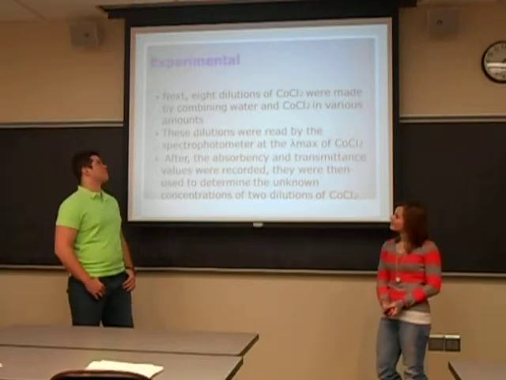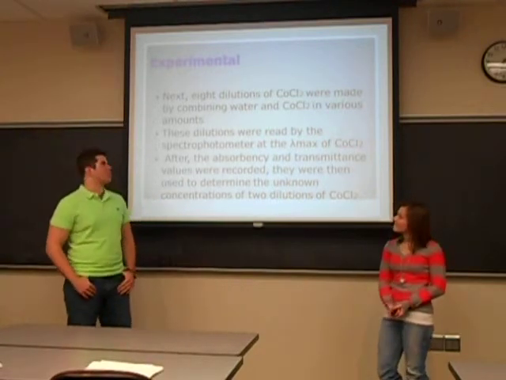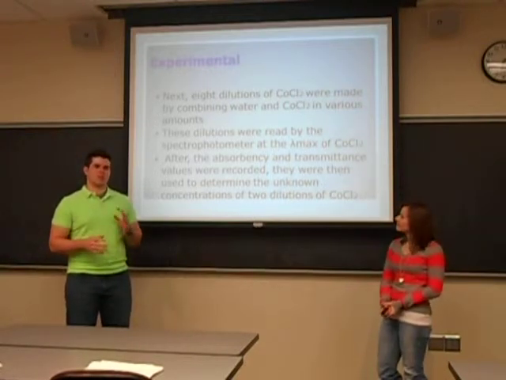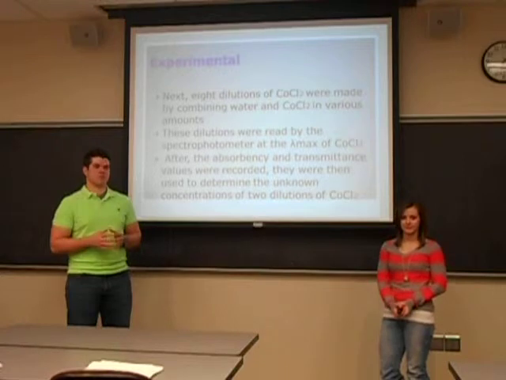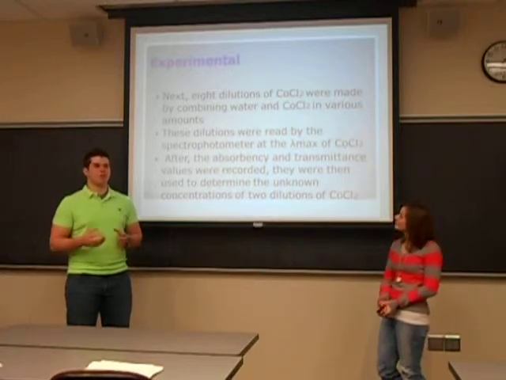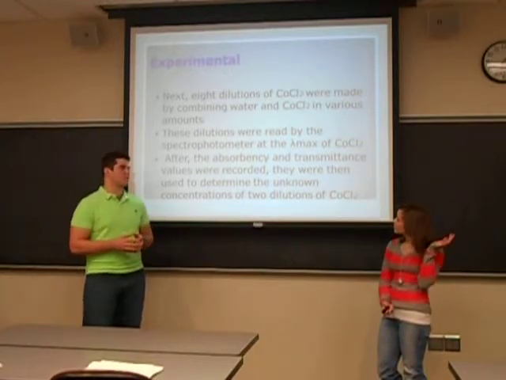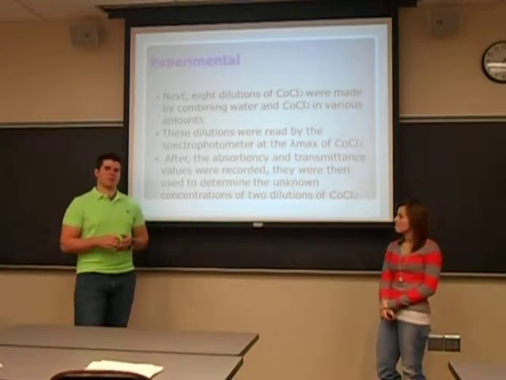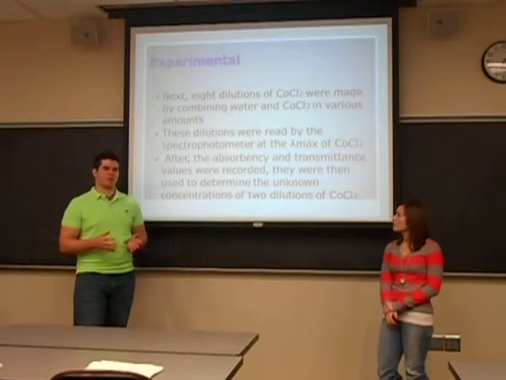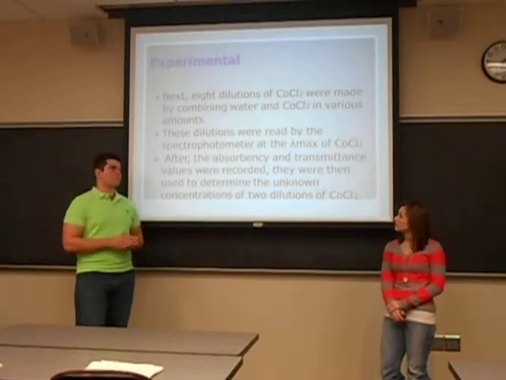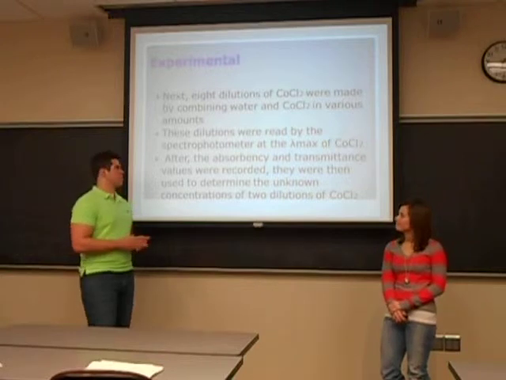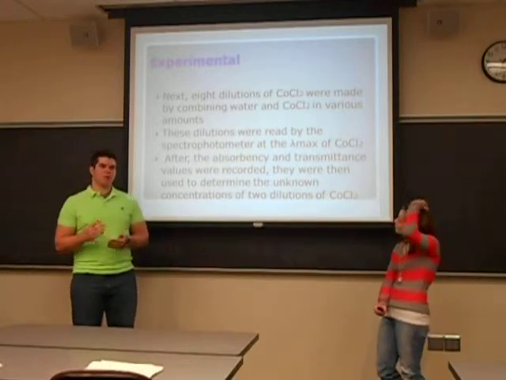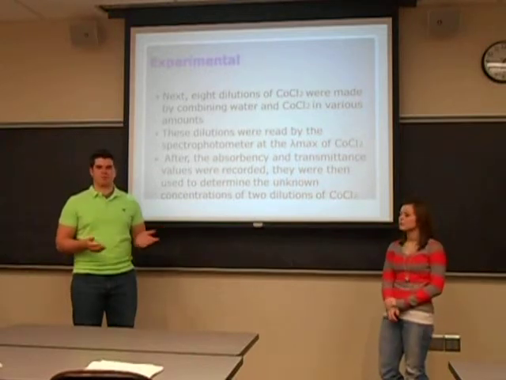To further the experimental, this was when we created our standard curve by making 8 different dilutions. We did this by taking different amounts of cobalt-2 fluoride and then combining it with different amounts of water. These dilutions were then placed inside the spectrophotometer and read at different wavelengths. And we determined that lambda max was 500 nanometers. Then after the absorbance and transmittance values were recorded, we used this to find our unknowns.